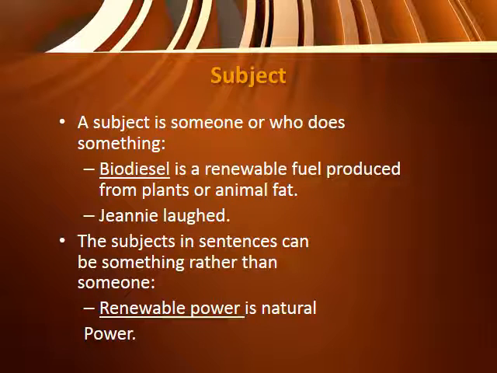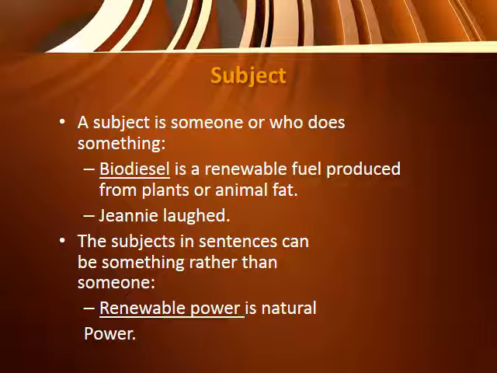A subject is someone who does something. As an example, there are 2 example sentences, and the first one is, "Biodiesel is a renewable fuel produced from plants or animal fat." Biodiesel is the subject because, first you have to point out what the verb is, and you have to ask yourself, who or what is doing the verb? Biodiesel is the subject, and that is what the sentence is about. "Jeannie laughed." Okay, so Jeannie is the subject. Jeannie is the one who is laughing.